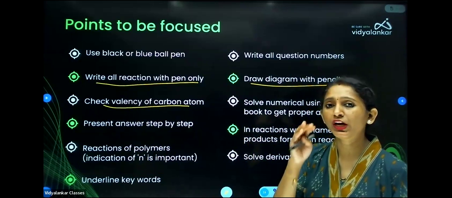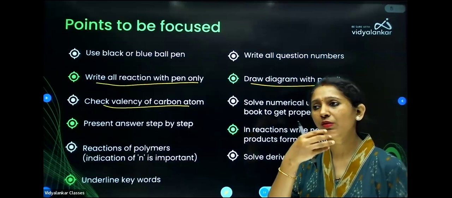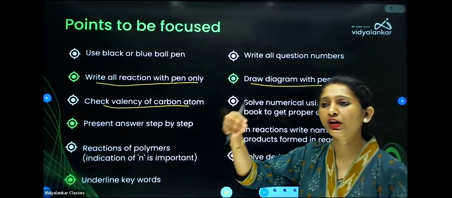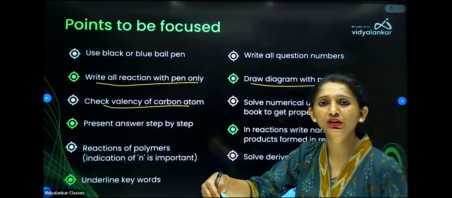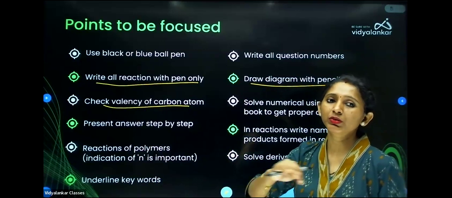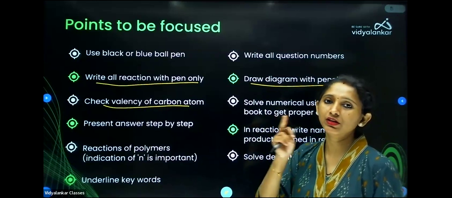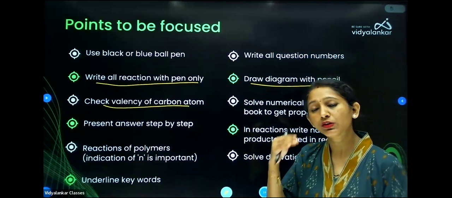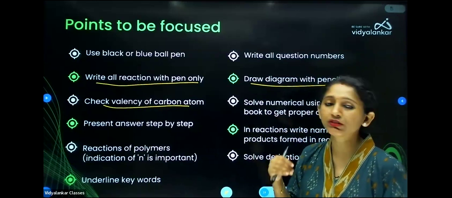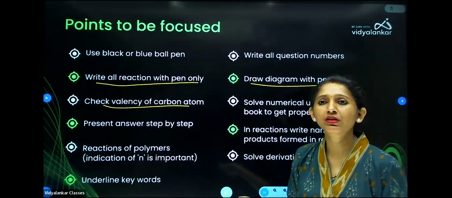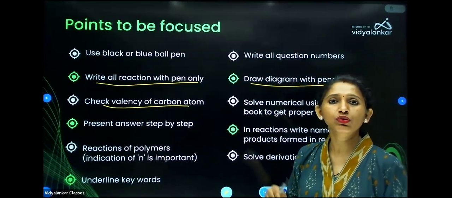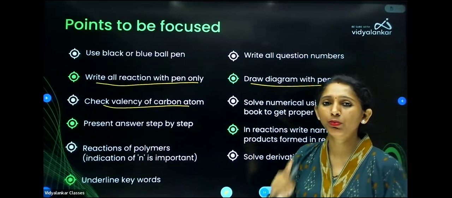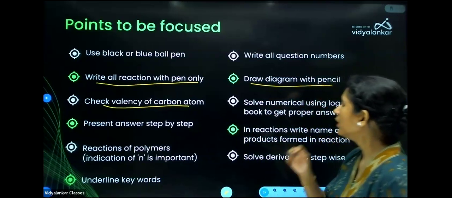You are expected to write properly, otherwise sometimes what happens, you miss out the balance. You write the reaction properly, you write all the reagents required in the reaction properly, but you miss out the proper valency, and there you lose your marks. Similarly in the case of benzene, you miss out writing the alternate double bonds, and instead of benzene it becomes cyclohexane. So this is the difference. That's why write valency properly for the carbon atom.